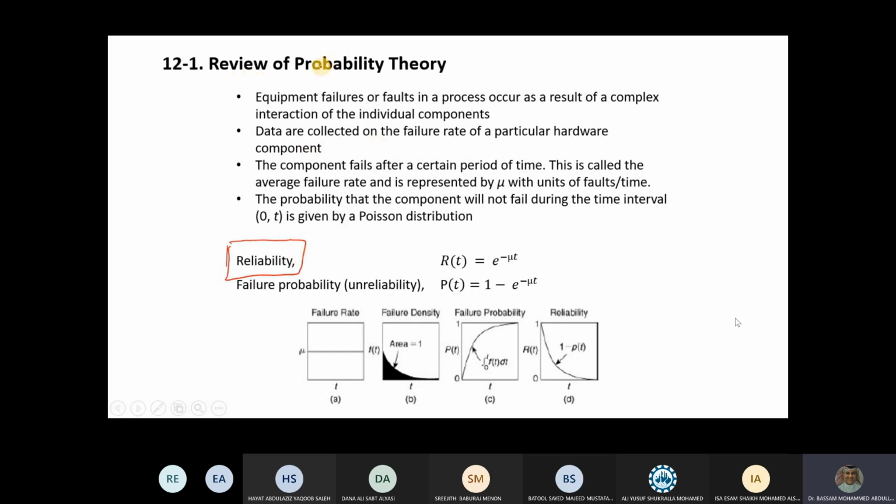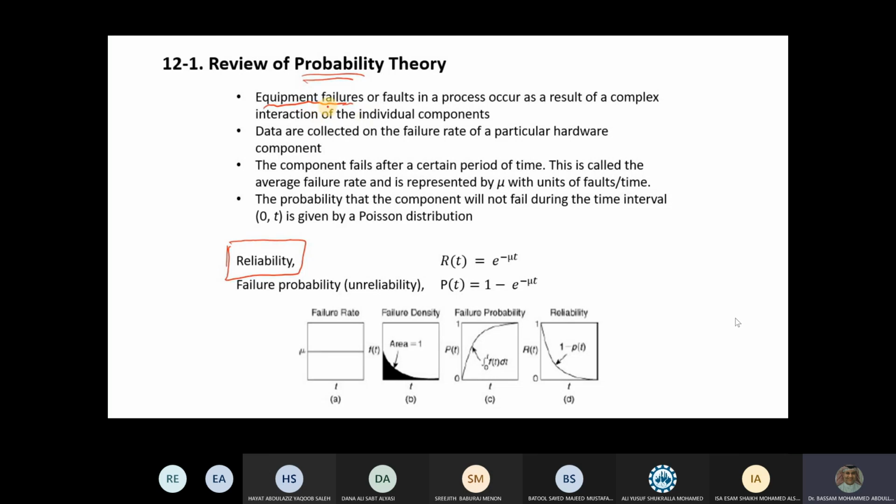It depends on the probability. That is where it concentrates. Let me go into more detail about it. Equipment failures or faults in a process occur as a result of a complex interaction of the individual components. So I'm talking about failures. How often does this happen? Does it happen every year? How many equipment failures do I have?